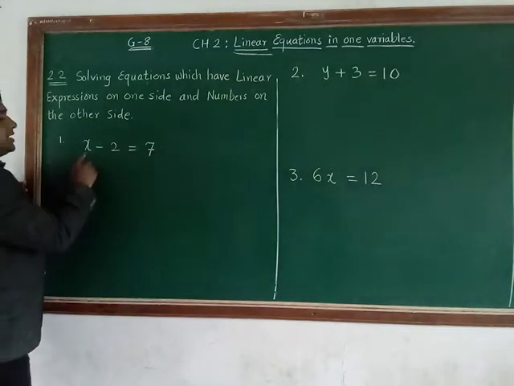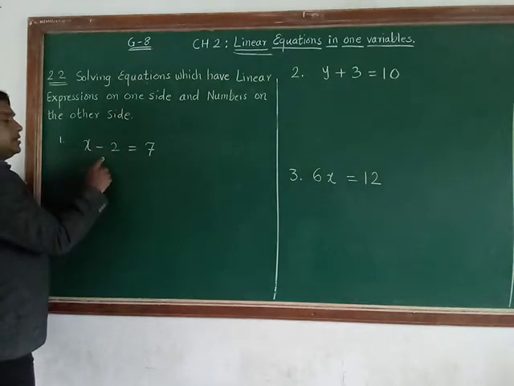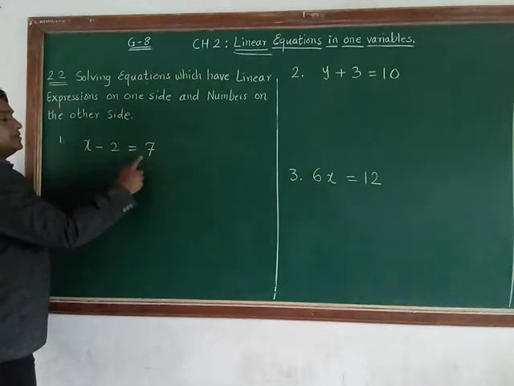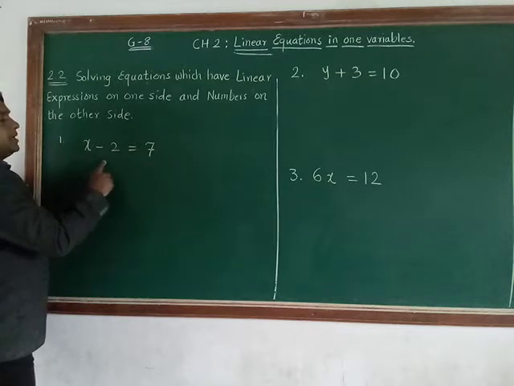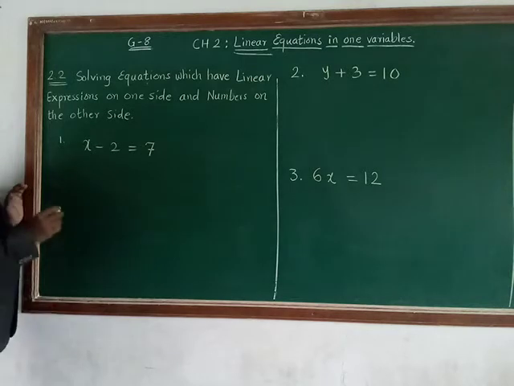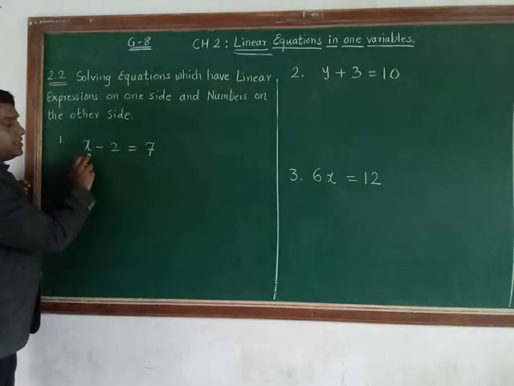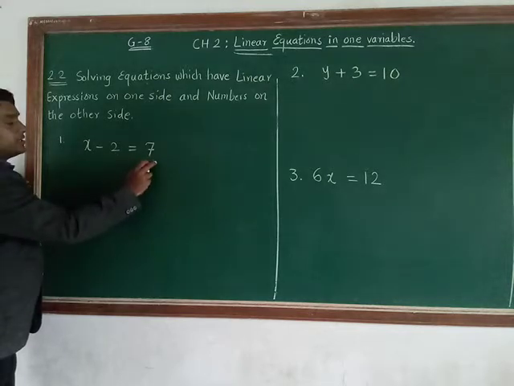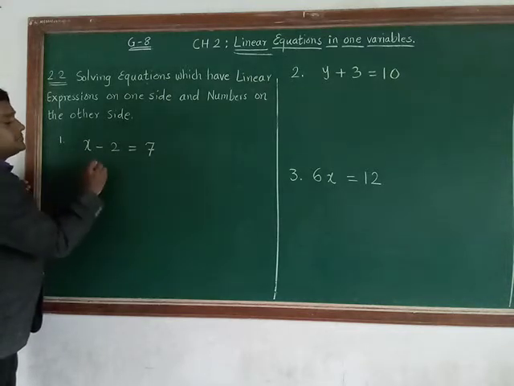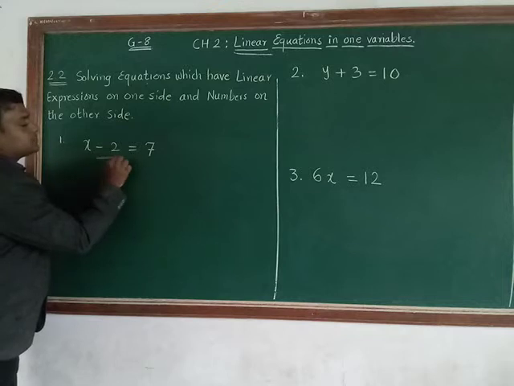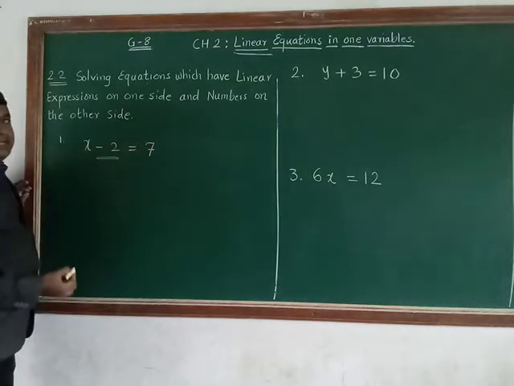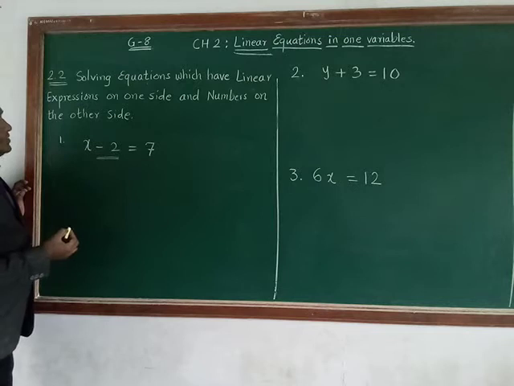Here is the example: x minus 2 is equal to 7. Here we know that x is the variable, minus 2 is a value, and it is equal to 7. Now we have to transpose this minus 2 to the right hand side. So how do we transpose it?